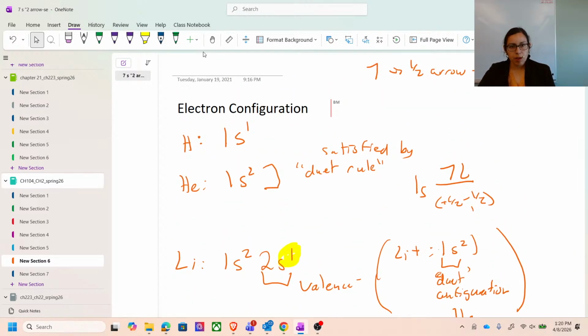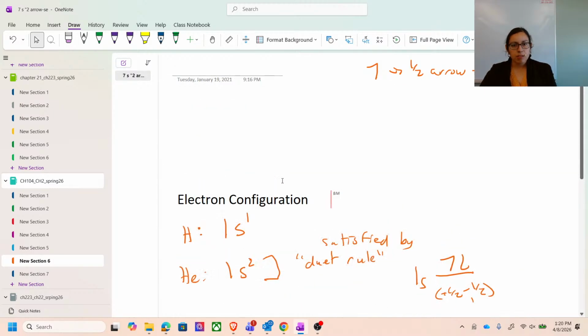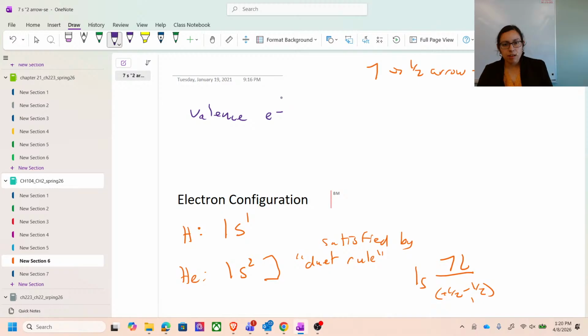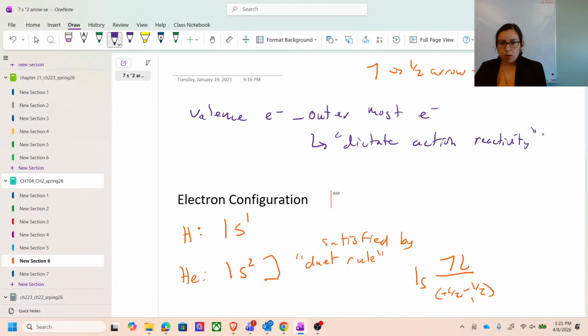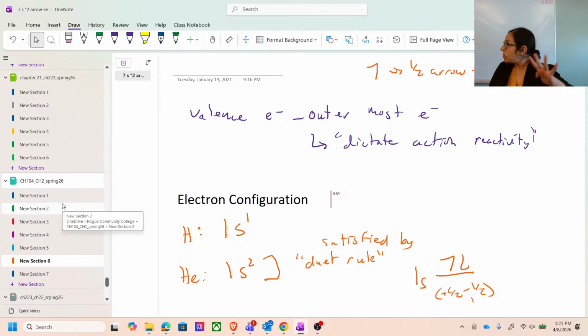Once we get to the second row, I'll define that. When I keep talking about these valence electrons, yes, they are the outermost electrons. And they usually, I'll call it, dictate action or reactivity. Again, we're seeing our pattern, albeit slowly. And we can continue this on to next lecture.